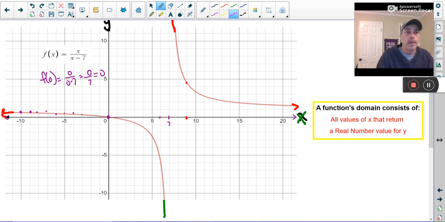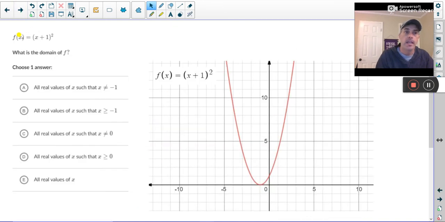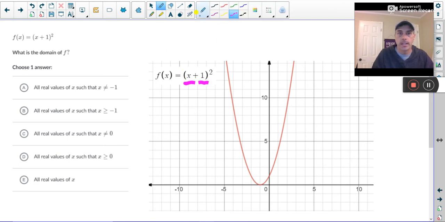All right, so what I'm going to do now is show you a couple of different examples from Determine the Domain of a Function Khan Academy 3. Here's one. F of x equals x plus 1 quantity squared. So if I look at x plus 1 quantity squared, I realize that this function right here is a parabola. Khan Academy gave me a quadratic function.